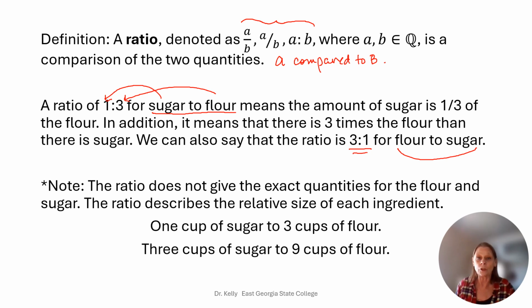I also want you to note that a ratio doesn't actually give you the exact quantities of flour or sugar. It just describes the relative size of each ingredient. So if we were talking about cups of sugar, it would be 1 cup of sugar to 3 cups of flour.